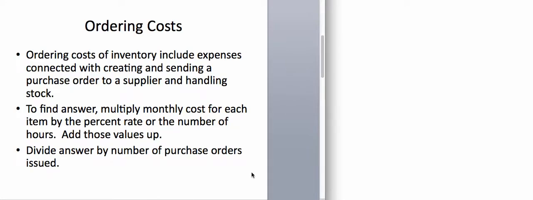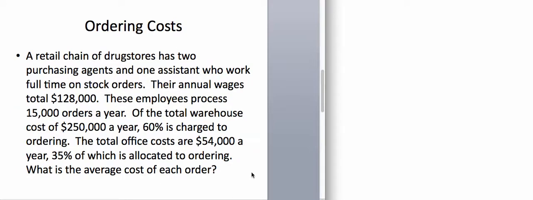We have two parts of this section: the ordering costs, which talks about everything that includes ordering aspects. How we find the answer is given at the bottom. We multiply the monthly cost for each item by the percent rate and/or number of hours, add those values all up, and divide the answer by the number of purchase orders issued throughout the time of the ordering aspect.